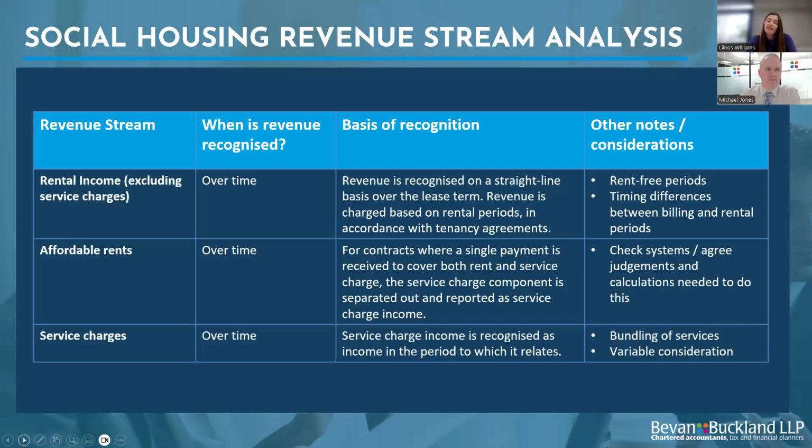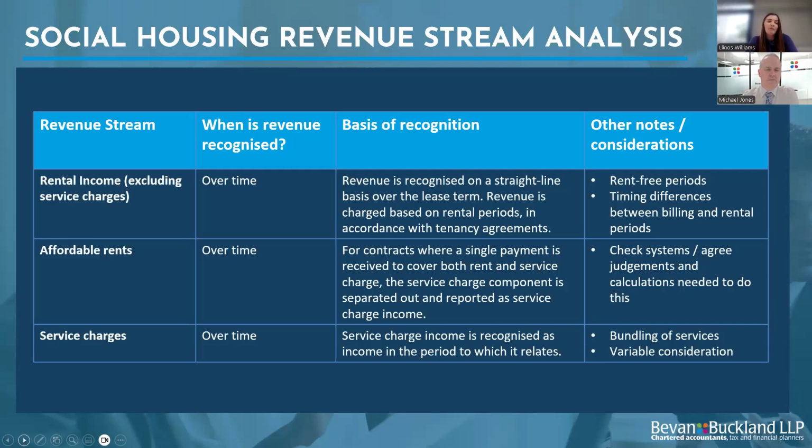For example, as the council do, they charge rent over 48 weeks, so you need to consider that element. Also consider timing differences between billing cycles and rental periods, and ensure that the accounting treatment truly reflects the period of occupancy. Affordable rent income follows the same principle, recognised over time.